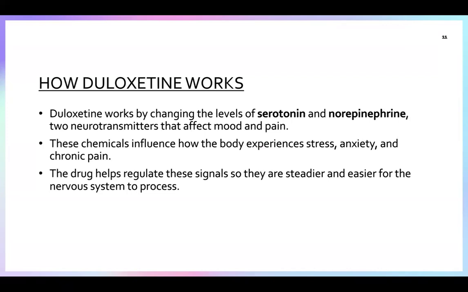Specifically, how it works, it changes the levels of both serotonin and norepinephrine. And these are the two neurotransmitters that affect both mood and pain. The chemicals influence how the body experiences stress, anxiety, and chronic pain. And the drug helps to regulate these signals so that they are steadier and easier for the nervous system to process.